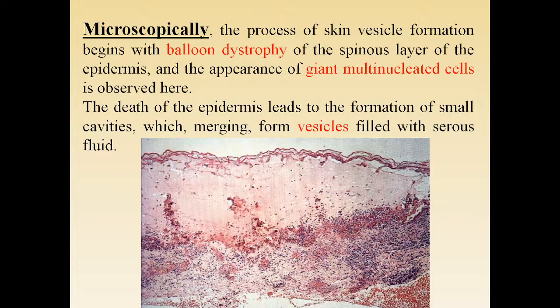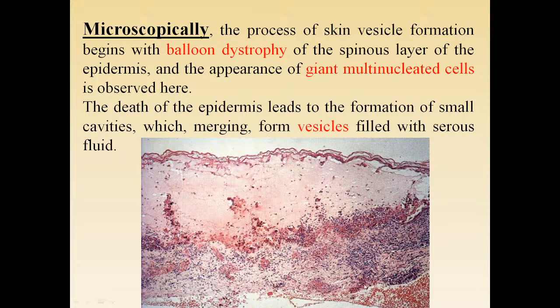Microscopically, the process of skin vesicle formation begins with balloon dystrophy over the spinous layers of the epidermis and the appearance of giant multinucleate cells.